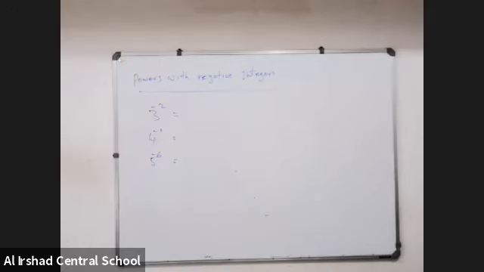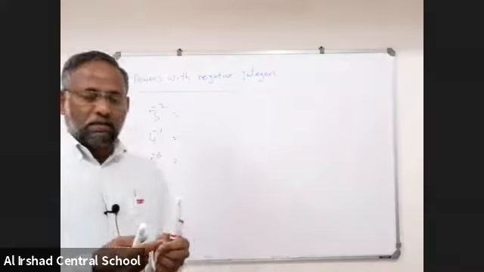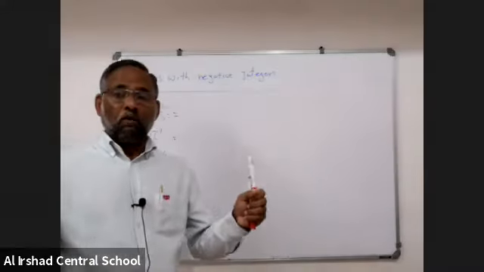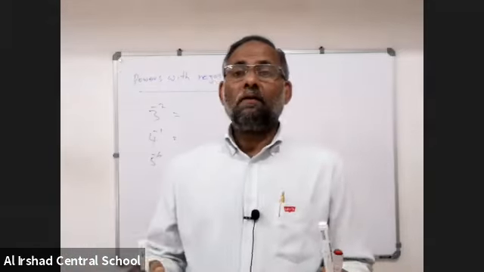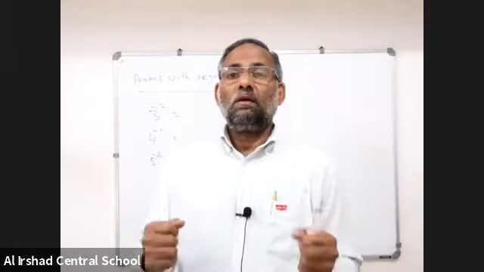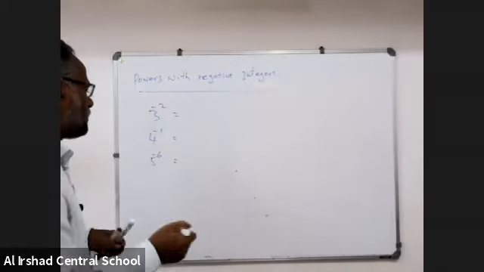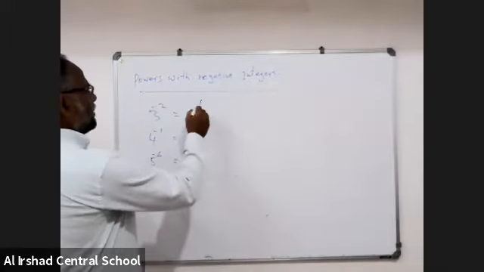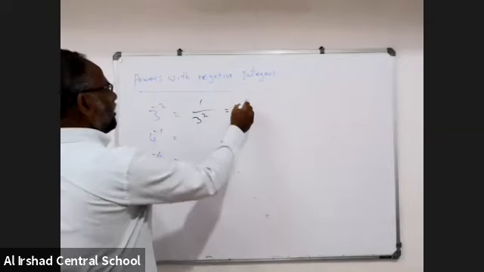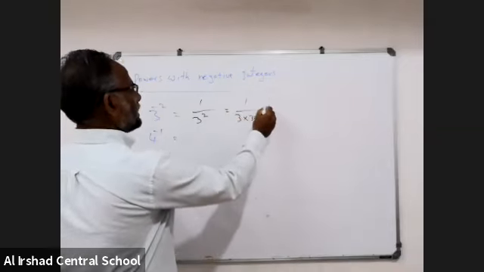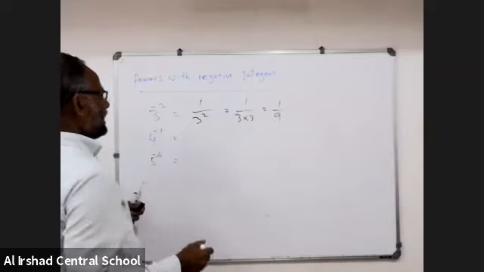Okay. Now 4 inverse 1. 1 by 4. You are correct. Be strong, powerful, like exponents and power notation. Understand? This is exactly 1 by 3 square, 1 by 3 into 3, that is 1 by 9.